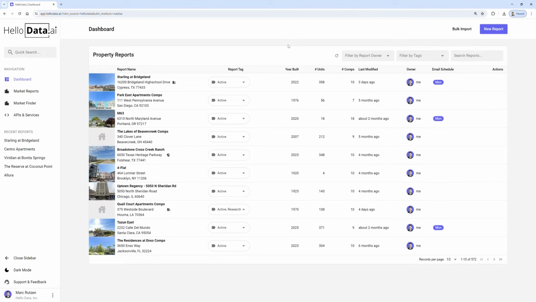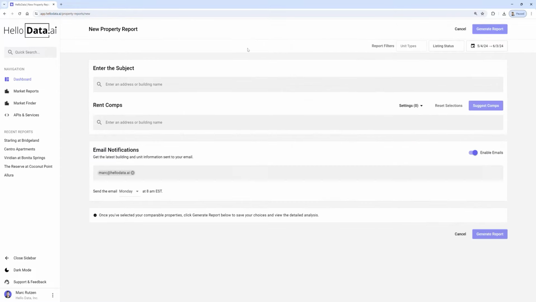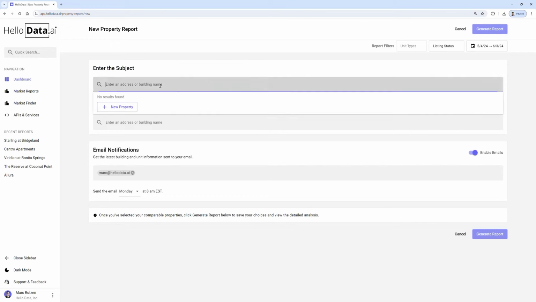If you're coming into it from scratch, this will be blank, and you can start a new report by going to the upper right and clicking New Report. Now, when you click that, it's going to present you with a search field where you can enter your property name or address, and we're going to pull up that property and show you some high-level info on it.